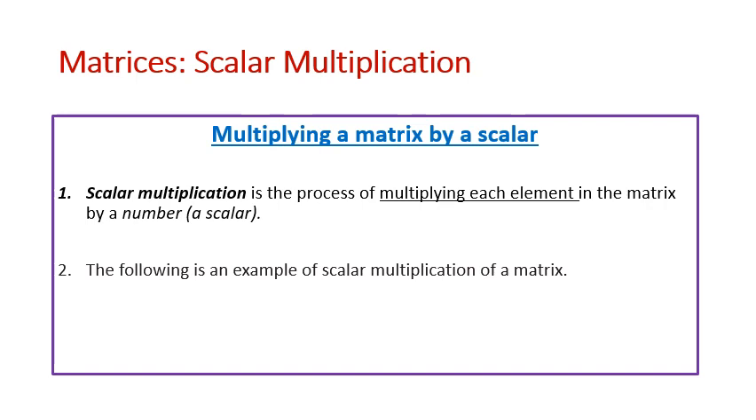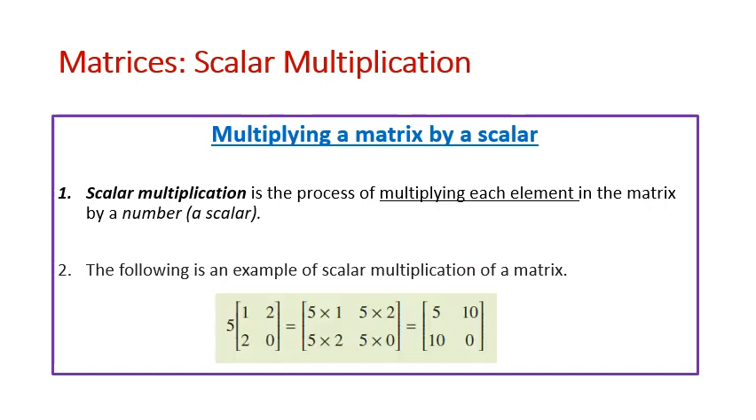So I want you to write down in your workbook that this is an example of scalar multiplication of a matrix. Here we've got the example where the scalar is the number 5, and the number 5 is being placed in front of a 2 by 2 matrix that you can see there, 1, 2, 2, 0. And in the middle, as we work across, you can see that the 5 has been taken in and multiplied by each of those 4 elements inside the matrix brackets.